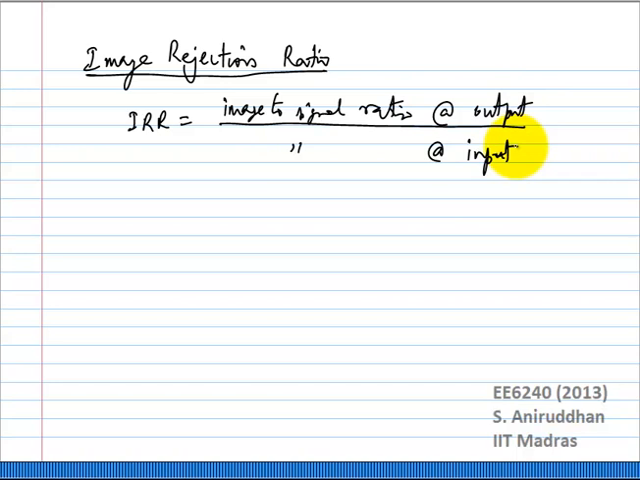So in other words, let us say at the input the image was 10 dB higher than the desired RF signal. At the output the image was 40 dB lower than the desired signal. Then the image reject ratio of the receiver is 50 dB, right? So you can define it with respect to the powers at the input and the output.